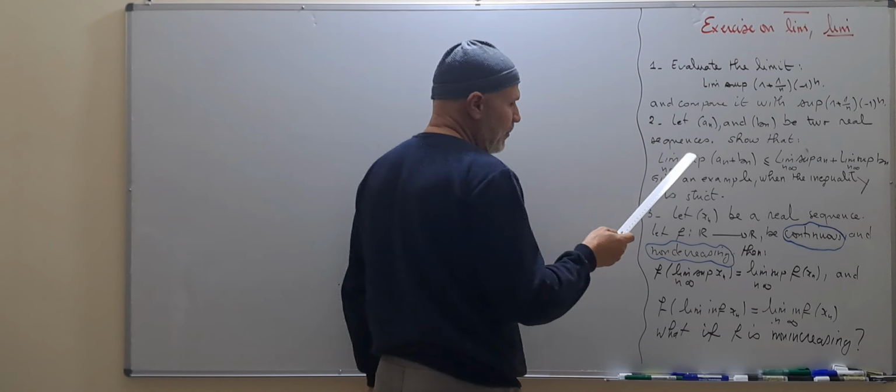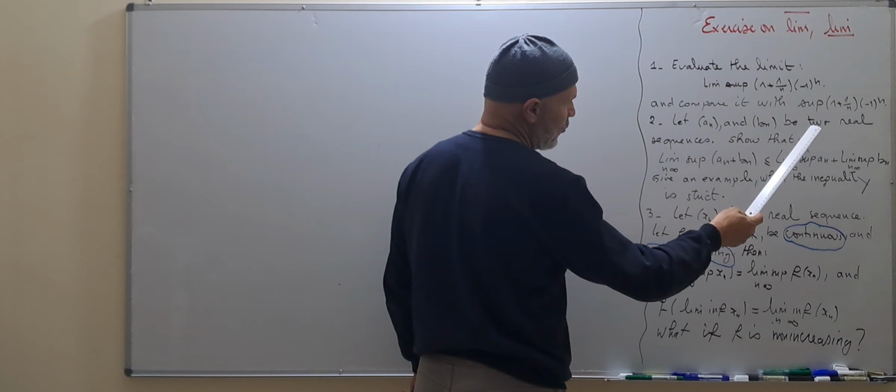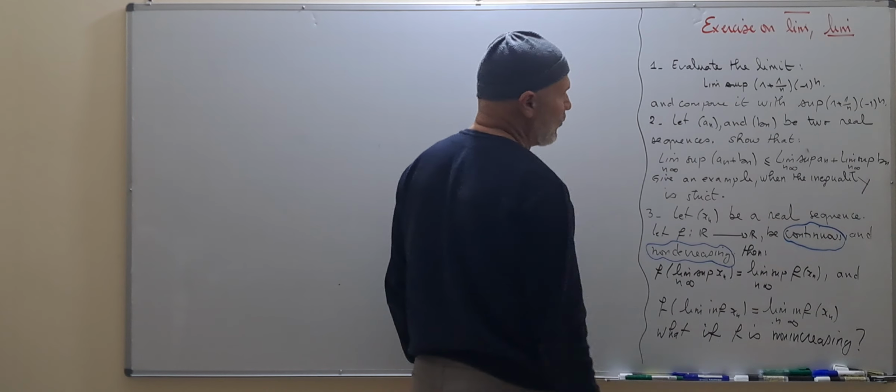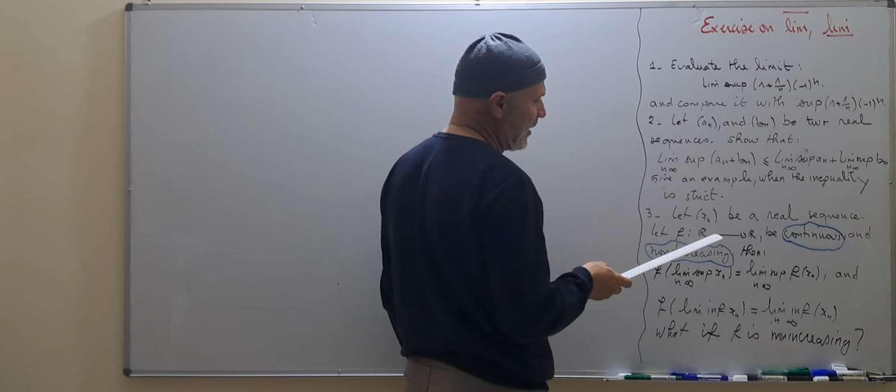Show that the limsup of a_n + b_n is less than or equal to the limsup of a_n plus the limsup of b_n. Give an example when the inequality is strict.